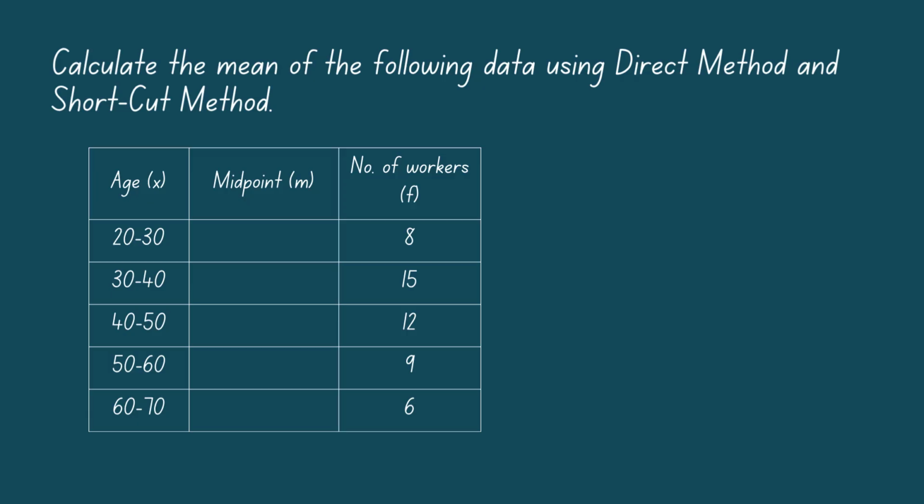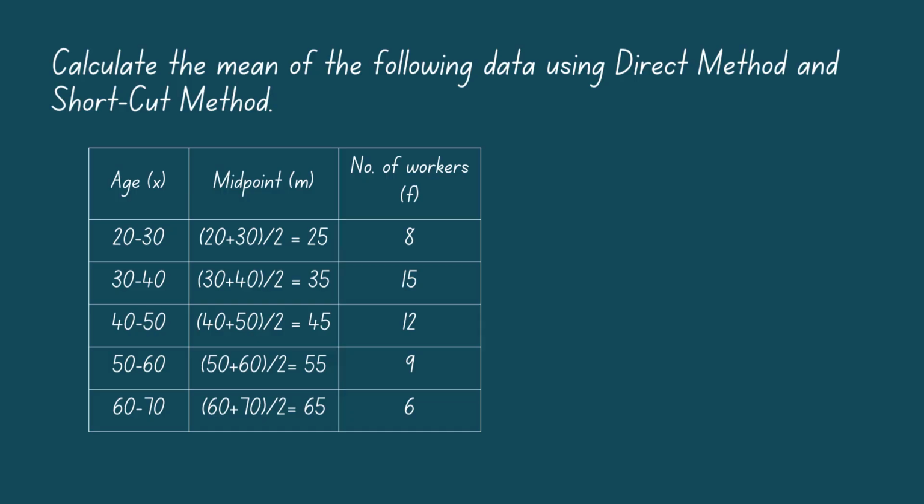So the first one we have 20 plus 30 divided by 2, which is 25. Next we have 30 plus 40 divided by 2, which is 35. And 40 plus 50 divided by 2, 45. Then 50 plus 60 divided by 2, which is 55. And last 60 plus 70 divided by 2, which is 65. So now we have the middle point values and we have the frequency also.